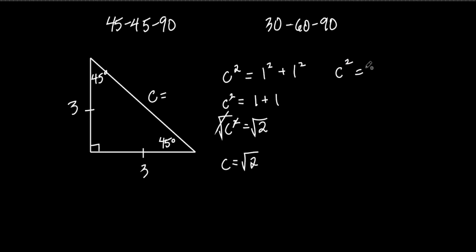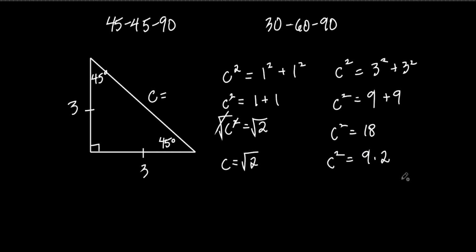C squared equals. Now, instead of 1, what are my sides? 3 squared plus 3 squared. Okay. Let's do it. What's 3 squared? 9 plus what? 9. C squared equals 18. Here's something that I'm not going to require you to do, but what is that? That's the same thing as 9 times 2. Do you agree? 18.